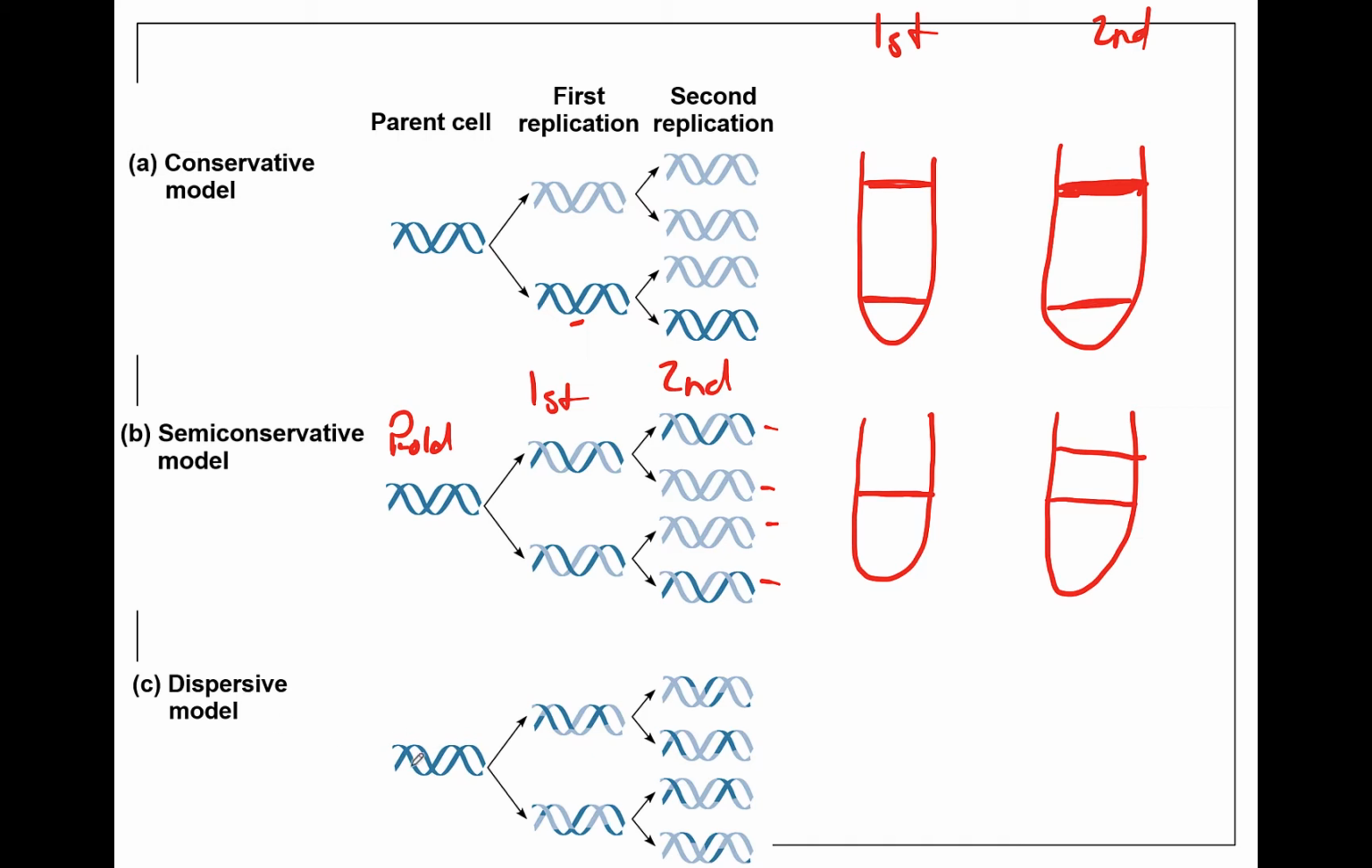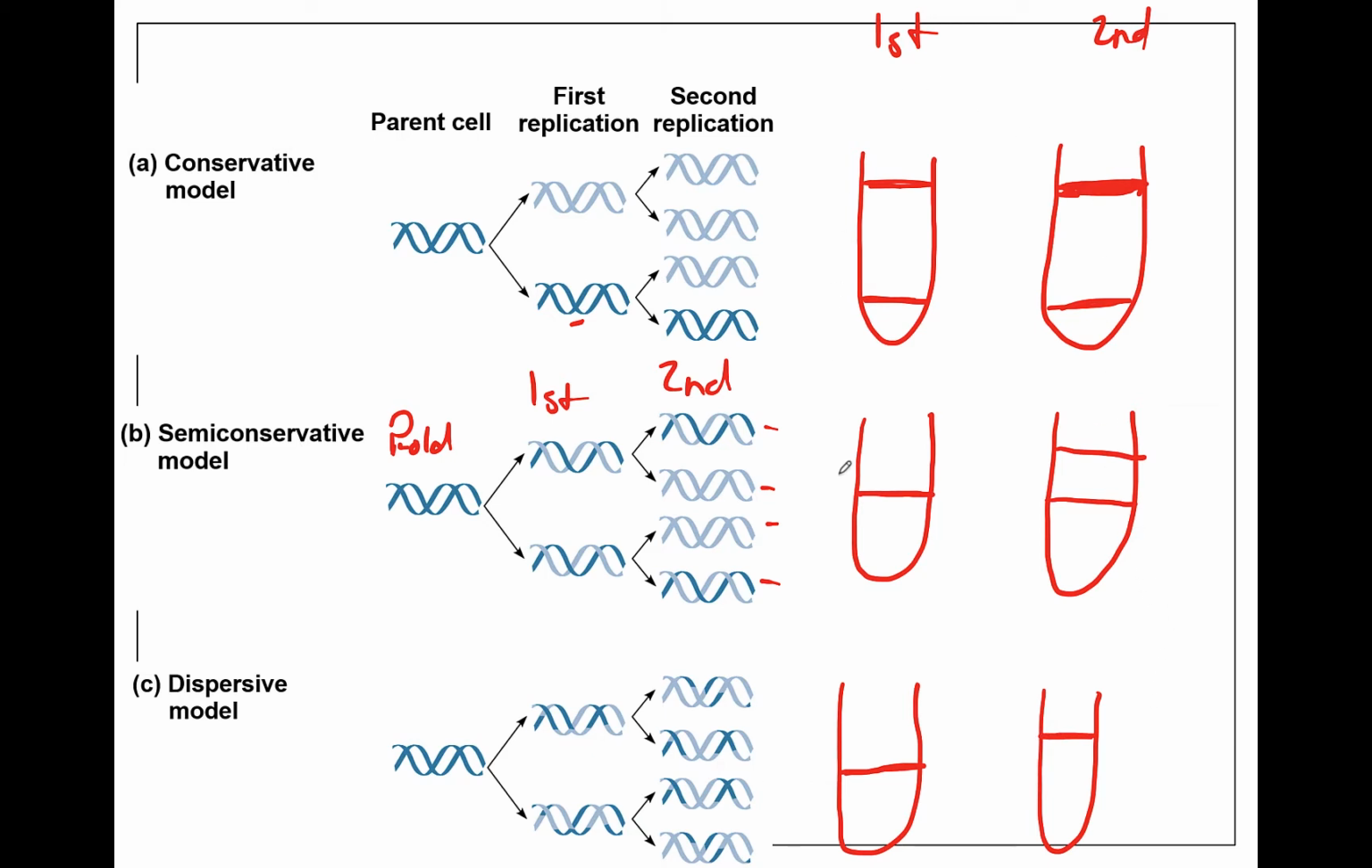And then the dispersive model was the idea that the old parent DNA got broken and evenly dispersed amongst all of the new DNA. So in the first replication, each of these would be about half old and half new. So they would probably be one line here in the middle. And then each of these in the second replication would be about 3/4 new and 1/4 old. So these are all going to weigh the same as each other, but they'll be a little bit lighter.